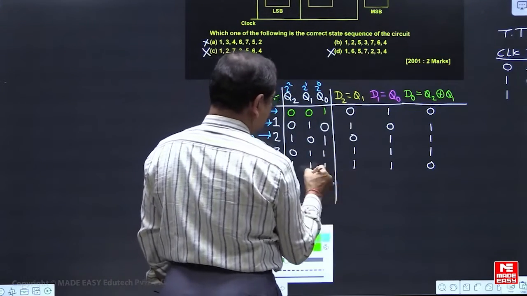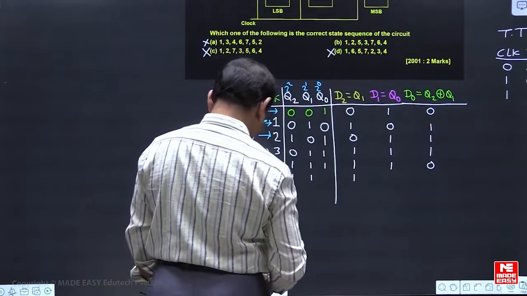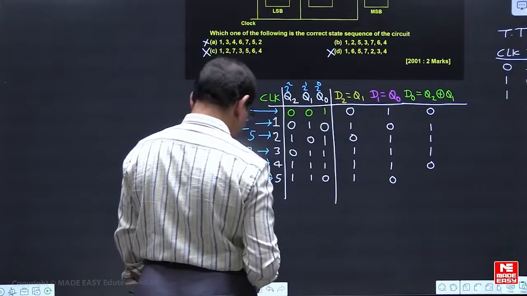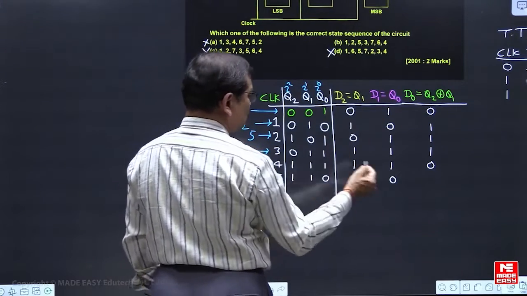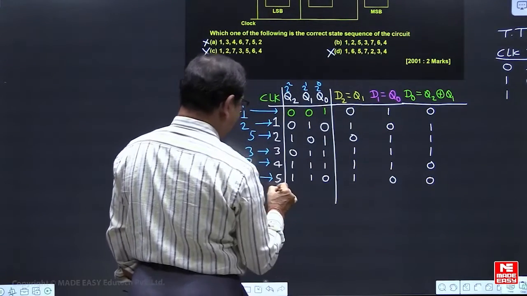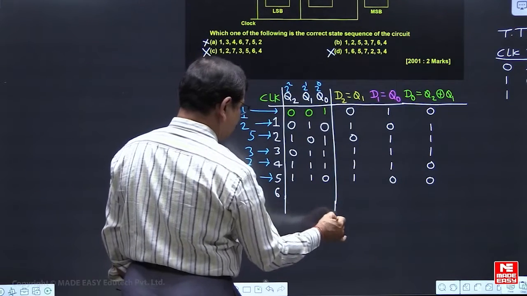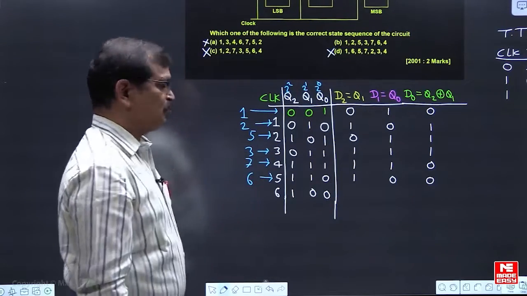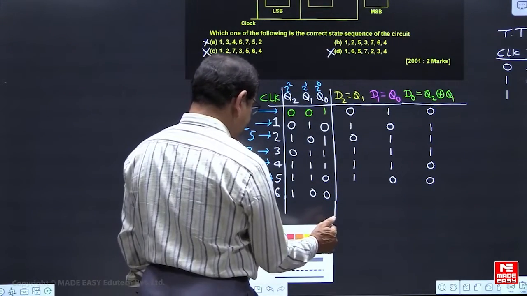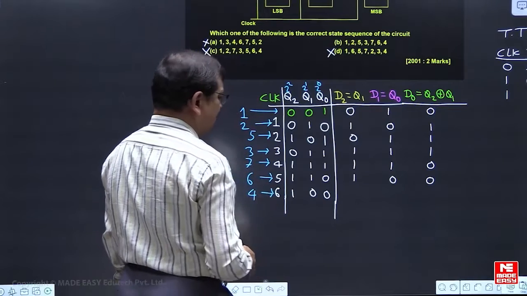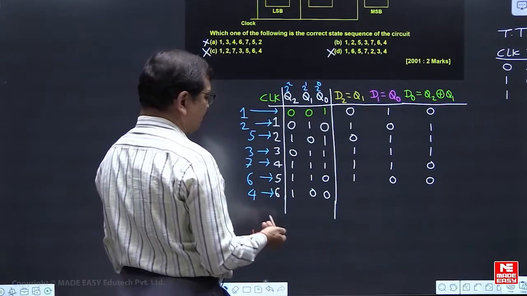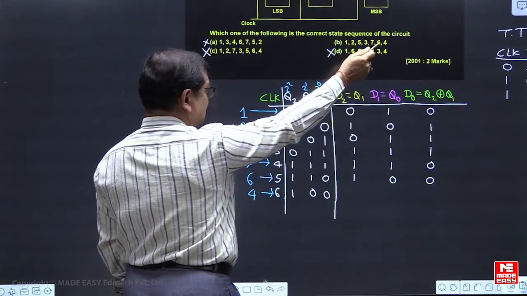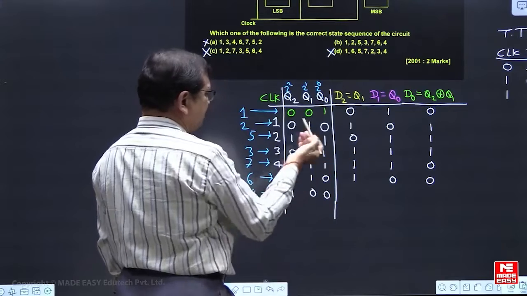So Q1 is 1, Q0 is 0, and XOR between Q2 and Q1 is 0. When you apply the next clock pulse, which happens to be the sixth, 100 is the respective flip-flop outputs. So the decimal value here is 4. So if you look here, it is 1, 2, 5, 3, 7, 6, 4. It is matching, and it is enough as far as the question is concerned.